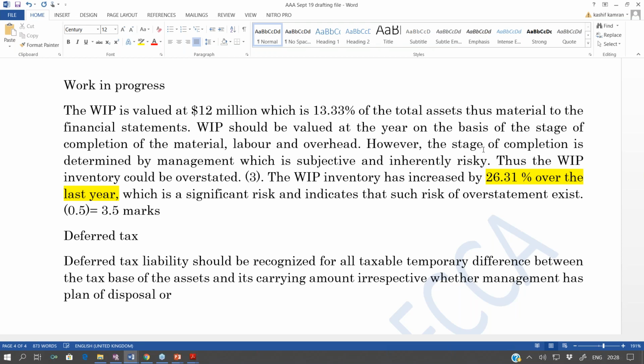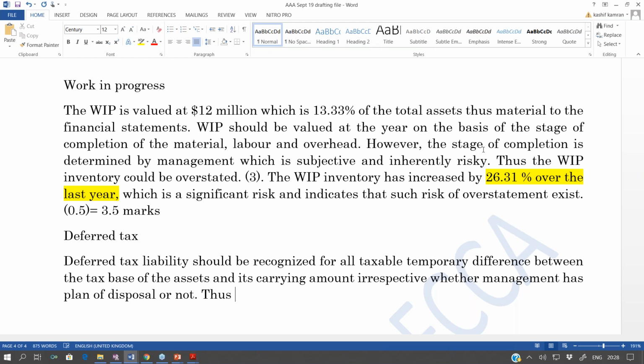It was given in the case study, right? Because the director was saying there is no plan of disposal, so we should not recognize a deferred tax. So you're saying no, deferred tax has to be recognized for taxable temporary differences, irrespective whether the management has a plan of disposal or not. I took that from the case study, right?